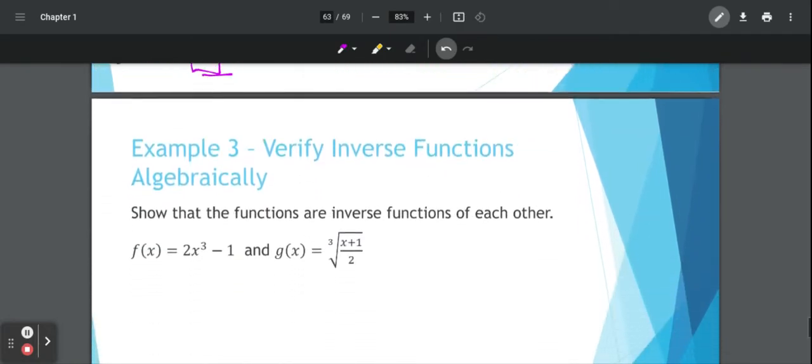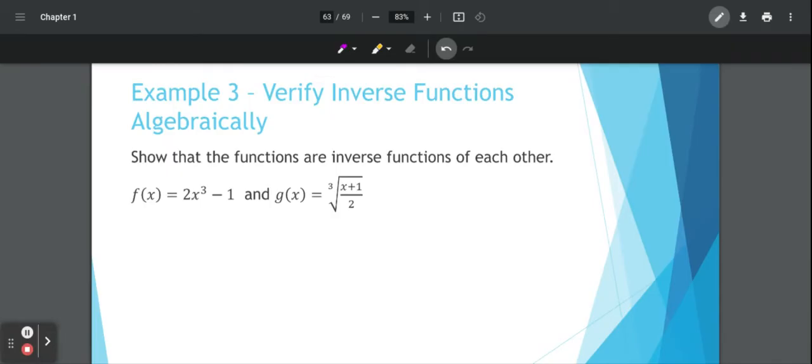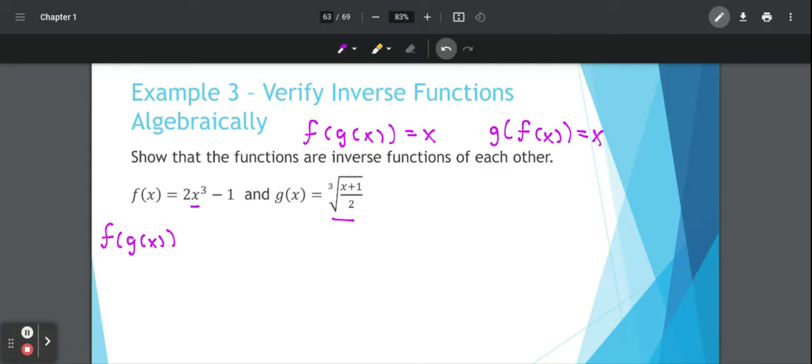So here, verify the inverse functions algebraically, show that the functions are inverses of each other. So when you're asked to do that, you have to show that f of g of x will simplify down to x. And then when you do the composite of g of f of x, that also simplifies to be x. So if we first start with f of g of x, so we're plugging g into the x coordinate. So we'll have 2 times the cube root of x plus 1 over 2, and then we'll cube it from that cubed right there, and then minus 1.